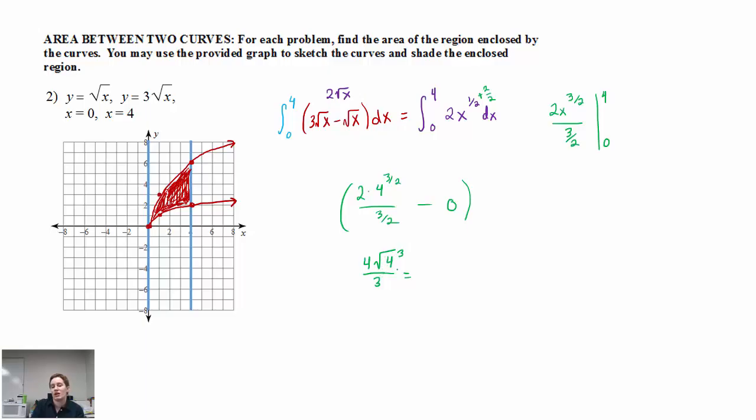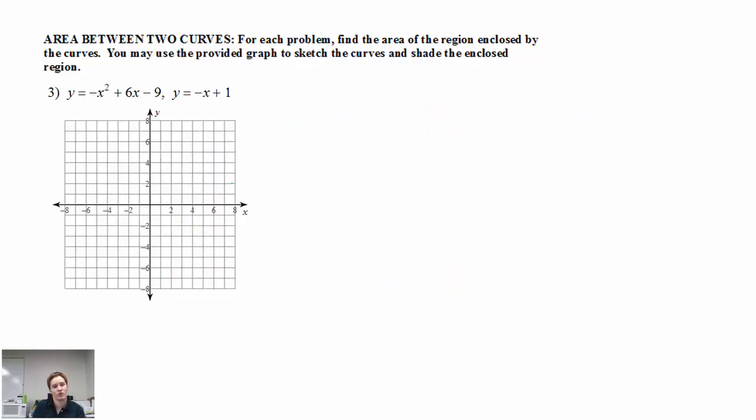But if you're doing it by hand, you'd square root 4 and get 2, and then cube it and get 8. 8 times 4 is 32 over 3, which gives us our answer, which is 32 over 3. Or as a decimal, that would be 10.667. So that's our answer. Number 3.